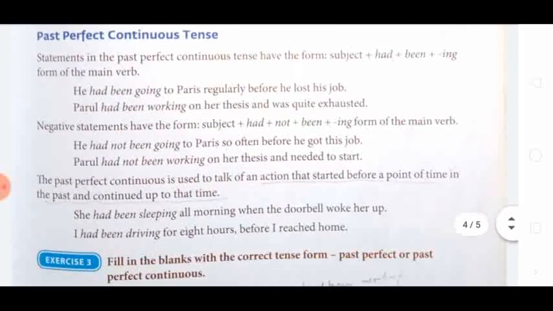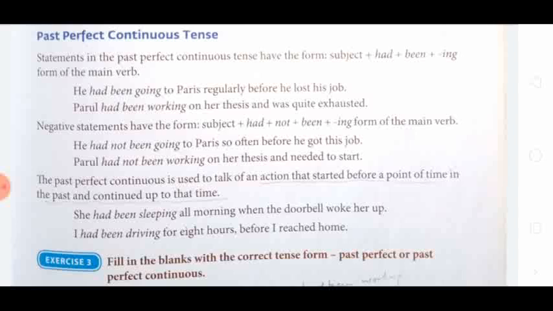Now, past perfect continuous tense. The statement in the past perfect continuous tense has the form had plus been plus the ing form of the main verb. Had plus been plus ing form of the main verb.